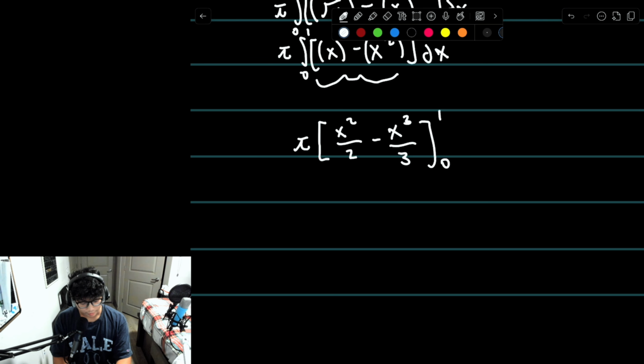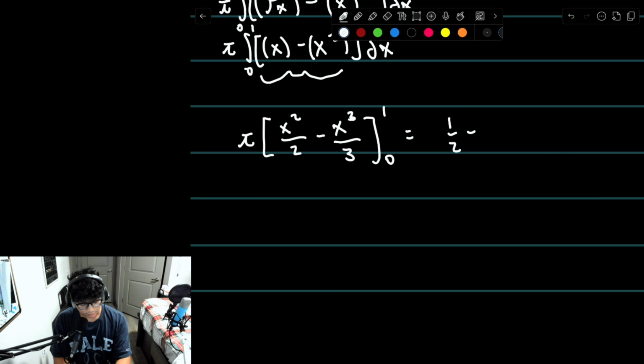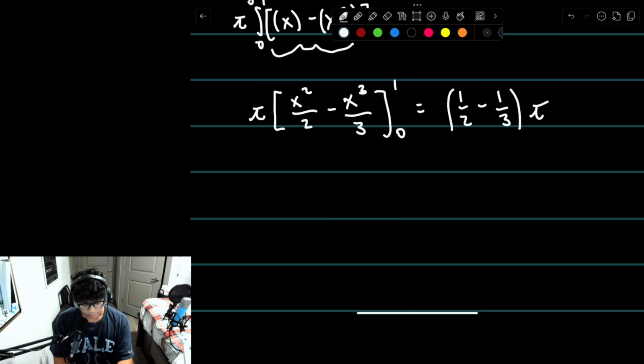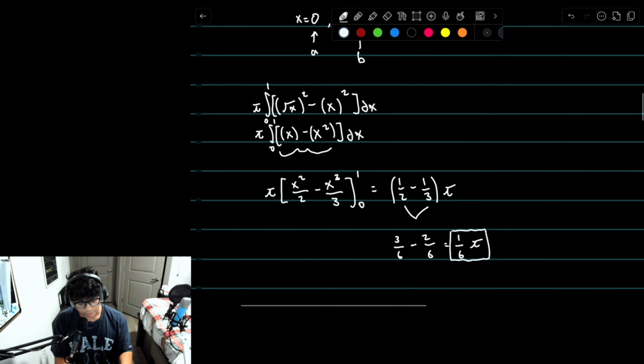And now we are left with 1 over 2 minus 1 over 3 times pi. And let's find the least common denominator of these two, which we find out is over 6. And now we're left with 1 over 6 pi. And that is our answer.